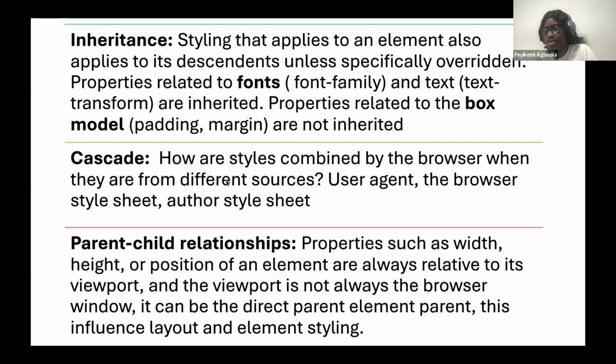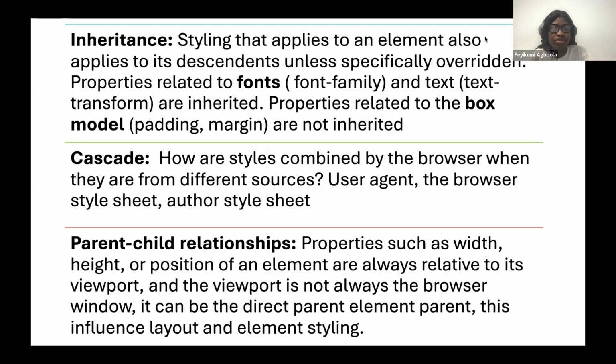Going forward, we have cascade. As the name implies, cascading follows a top to bottom order, which means that the order of CSS rules is essential. It answers the question of how styles are combined by browsers when they are from different sources. So for instance, we have the user agent, the browser style sheet, and the author style sheet. The author style sheets are our own code, like as developers, we write our code, right? So that's the author style sheet.